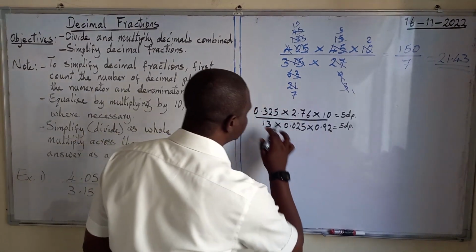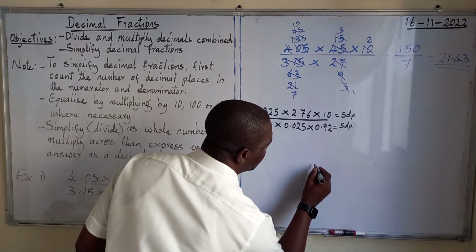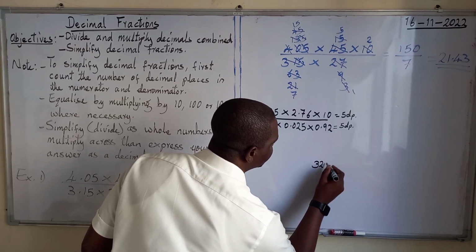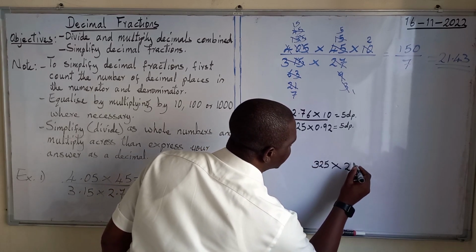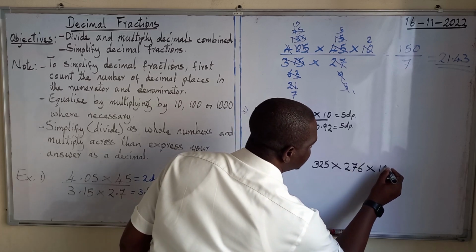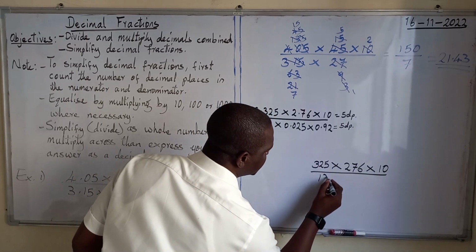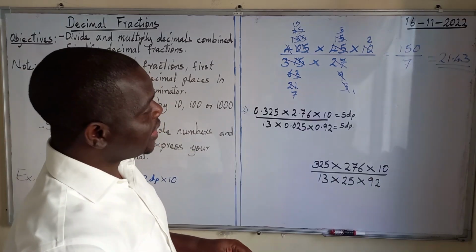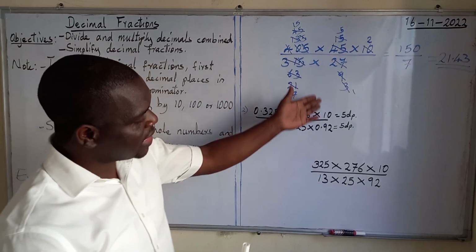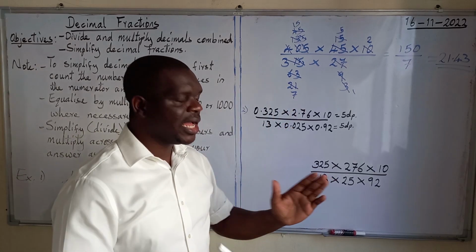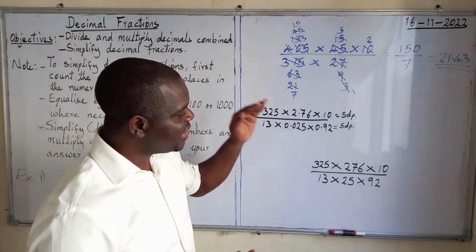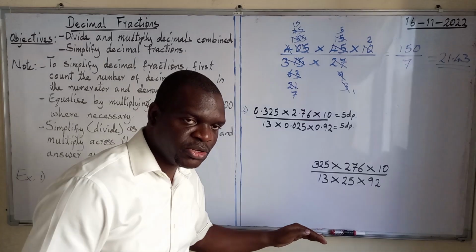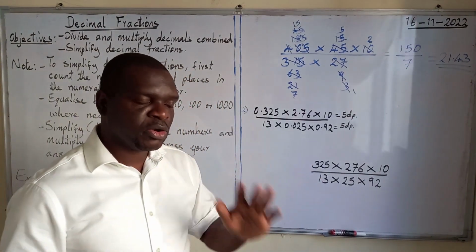So as whole numbers, above we're going to have 325 times 276 times 10, this over 13 times 25 times 92. Like I said in the previous example, we should consider the least number that can divide a numerator and a denominator so that we don't get confused.